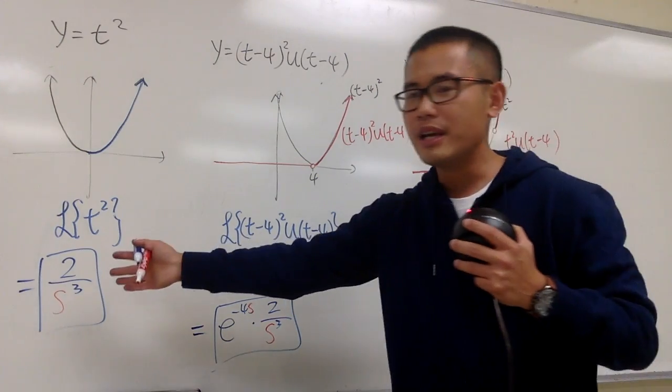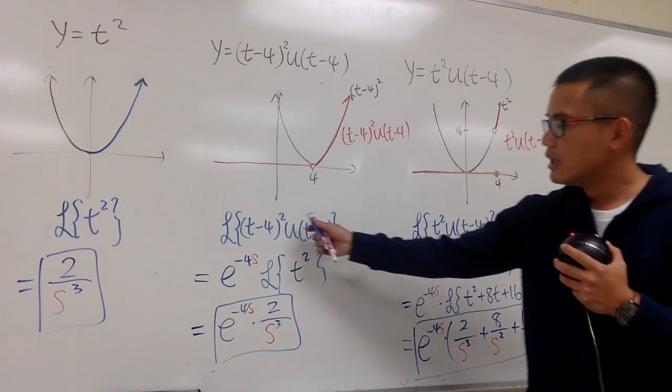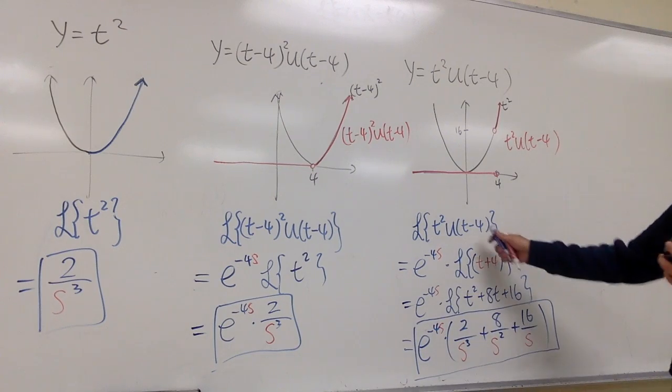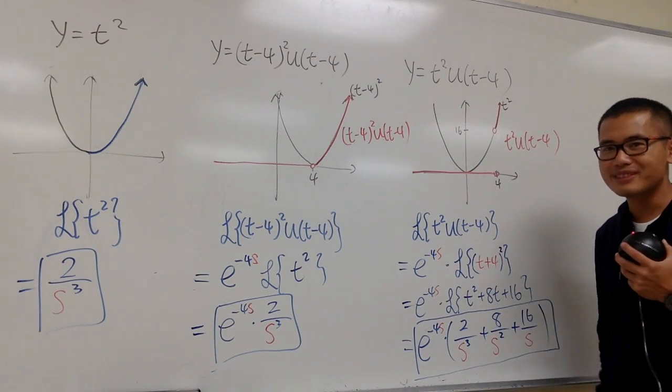Anyway, this is how you take care of the original, and then when the inputs match with the unit step function, and what if the inputs don't match, right? So pay attention to these 3 examples, and that's it.